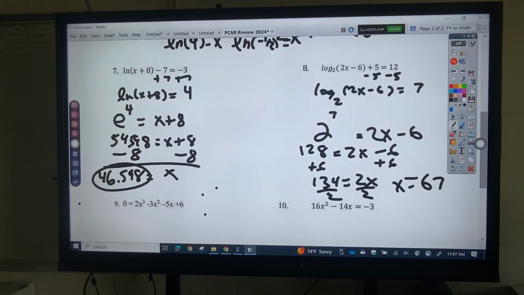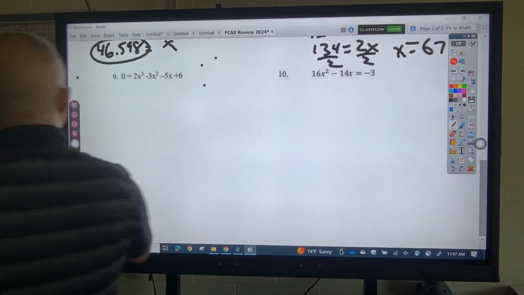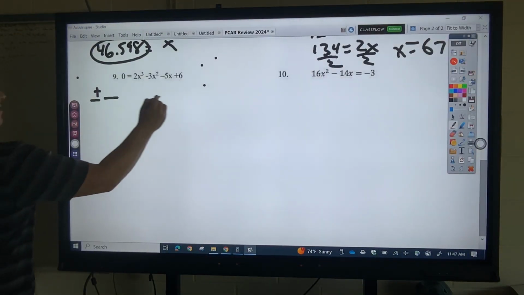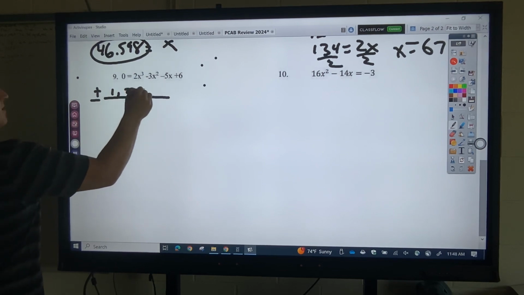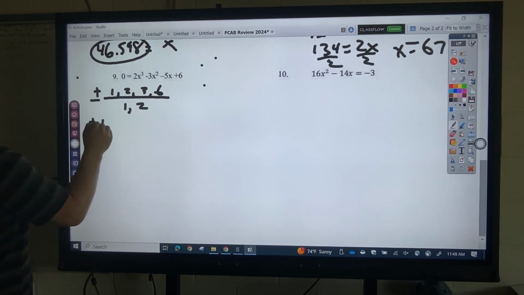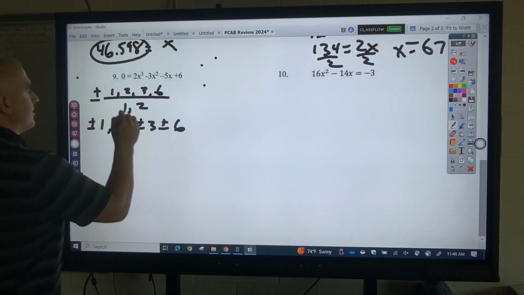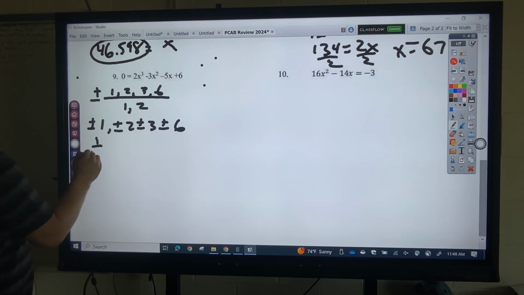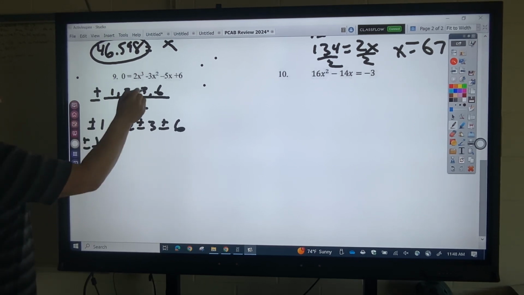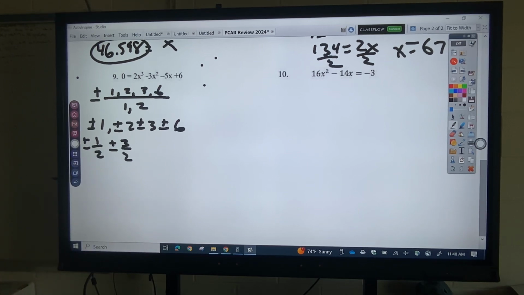Okay, this is a cube. I got to figure out the possibilities. Okay, the factors of 6 are 1, 2, 3, and 6. Factors of 2 are 1 and 2. So I got the possibilities of plus or minus 1, plus or minus 2, plus or minus 3, plus or minus 6. All right, 1 divided by 2 would be half. 2 divided by 2 is 1, 3 halves. 6 divided by 2 would be 3, okay?